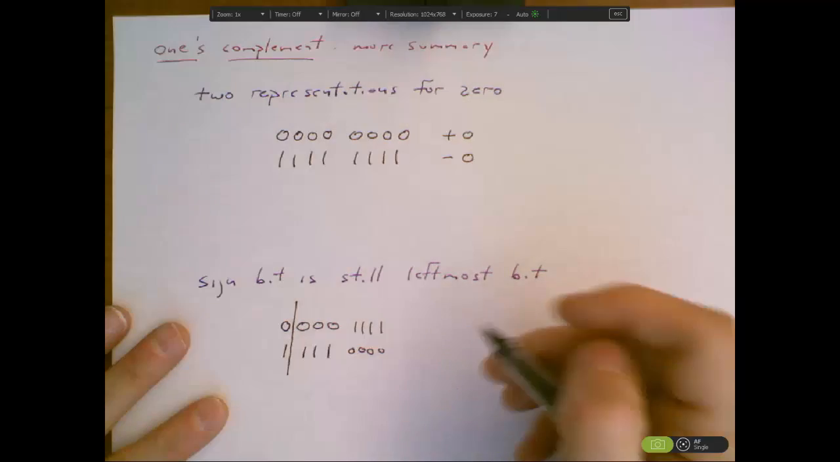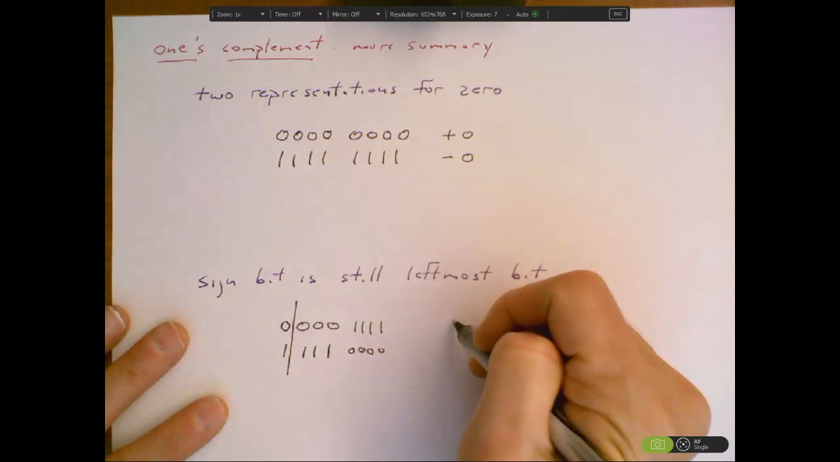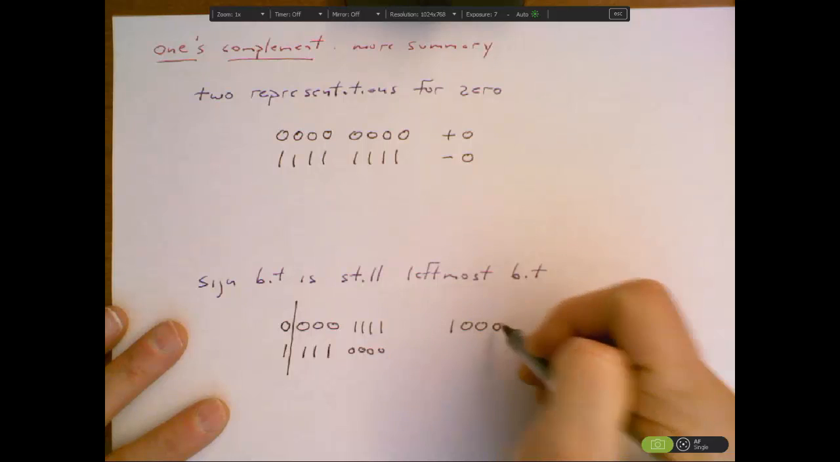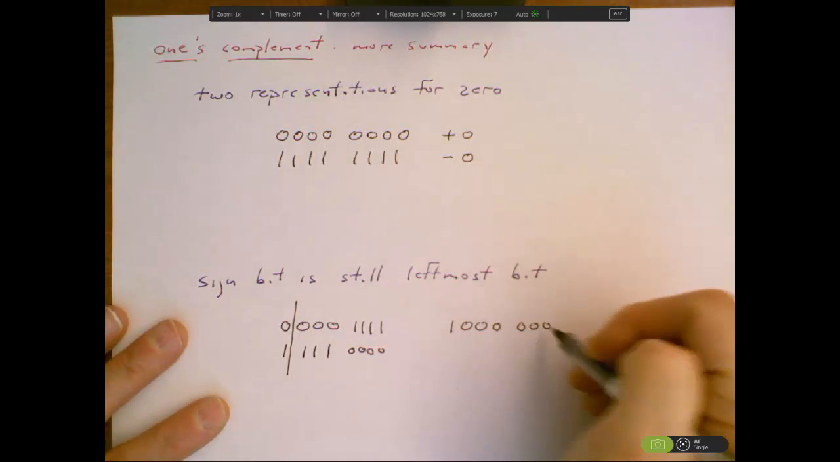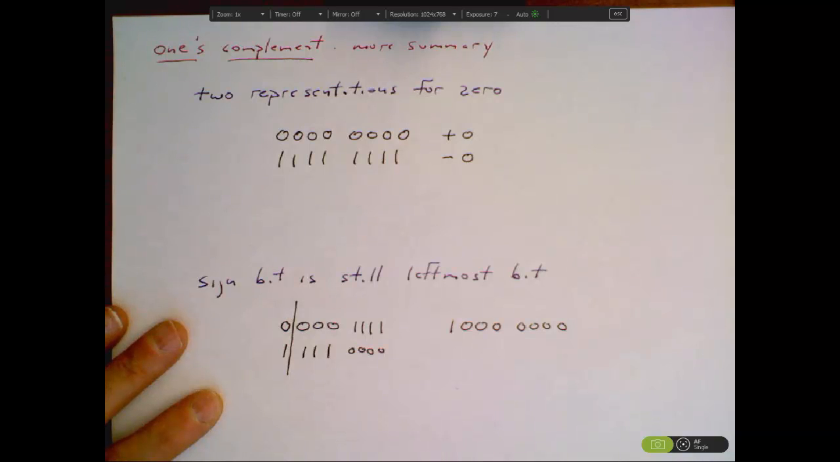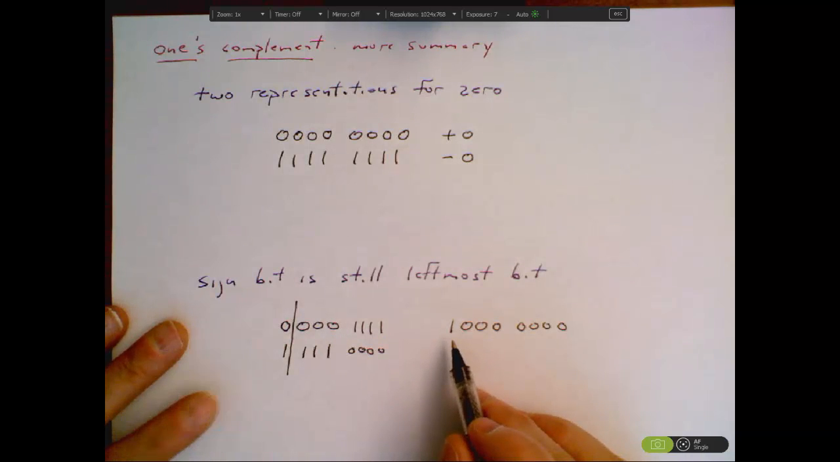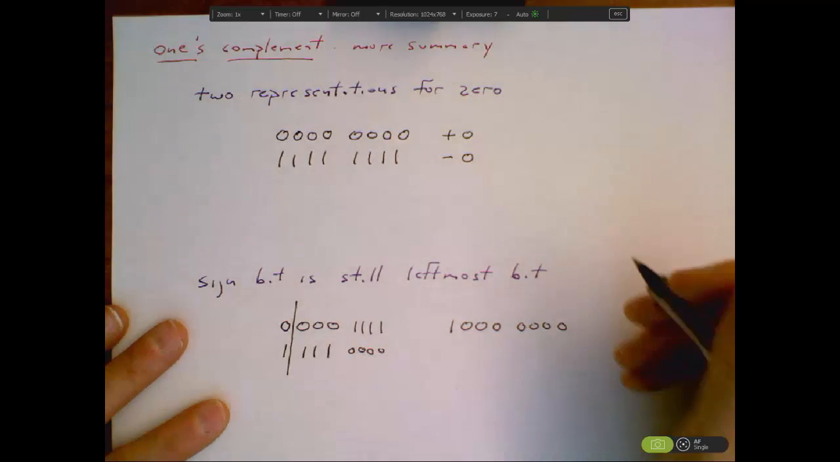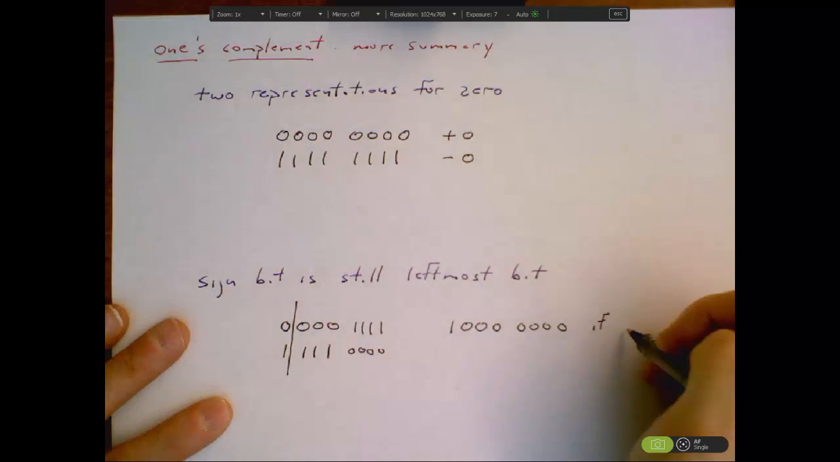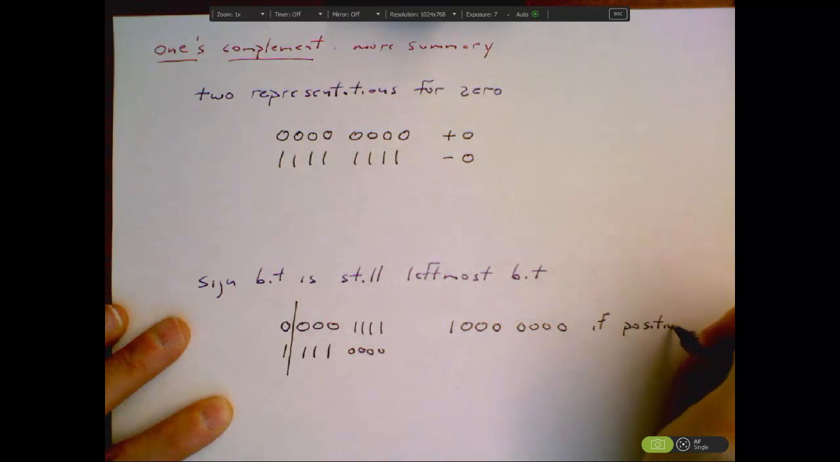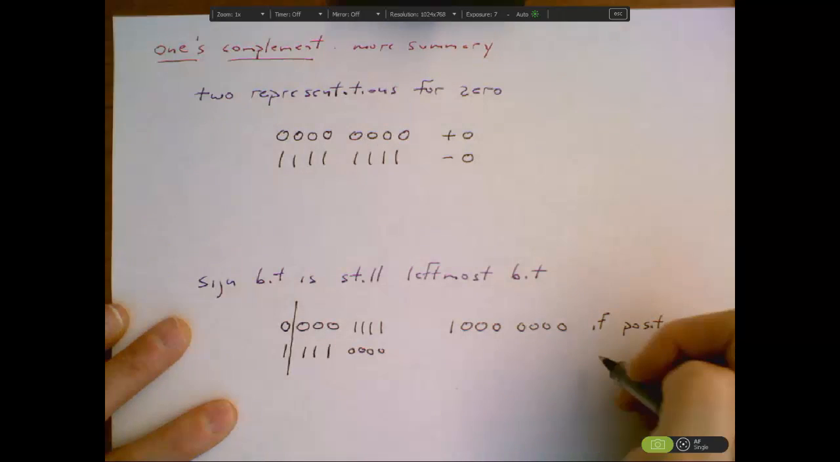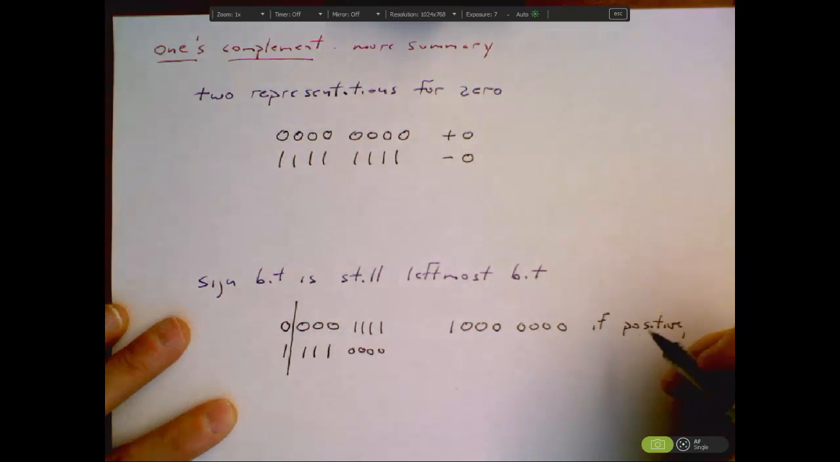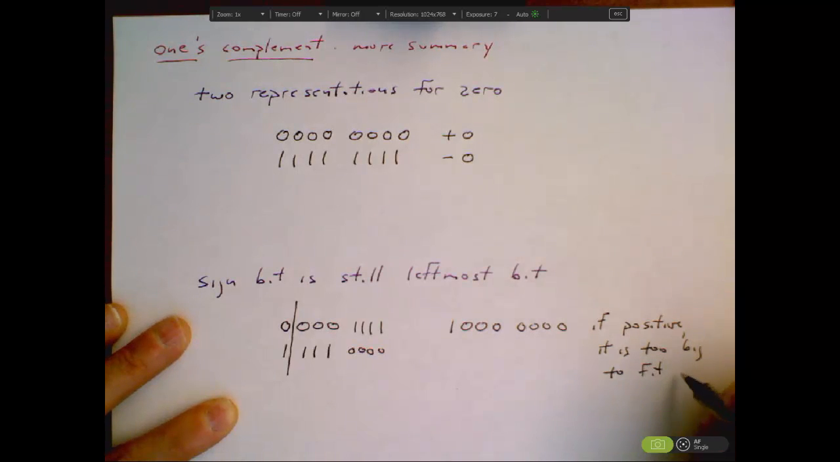What if we had a value that was a positive value that had a 1 in that position? Well, it's too big a value. So the point here is a little bit of a subtle point, I guess, but if this value is positive, that's the magnitude of the number. It is too big to fit in 8 bits.